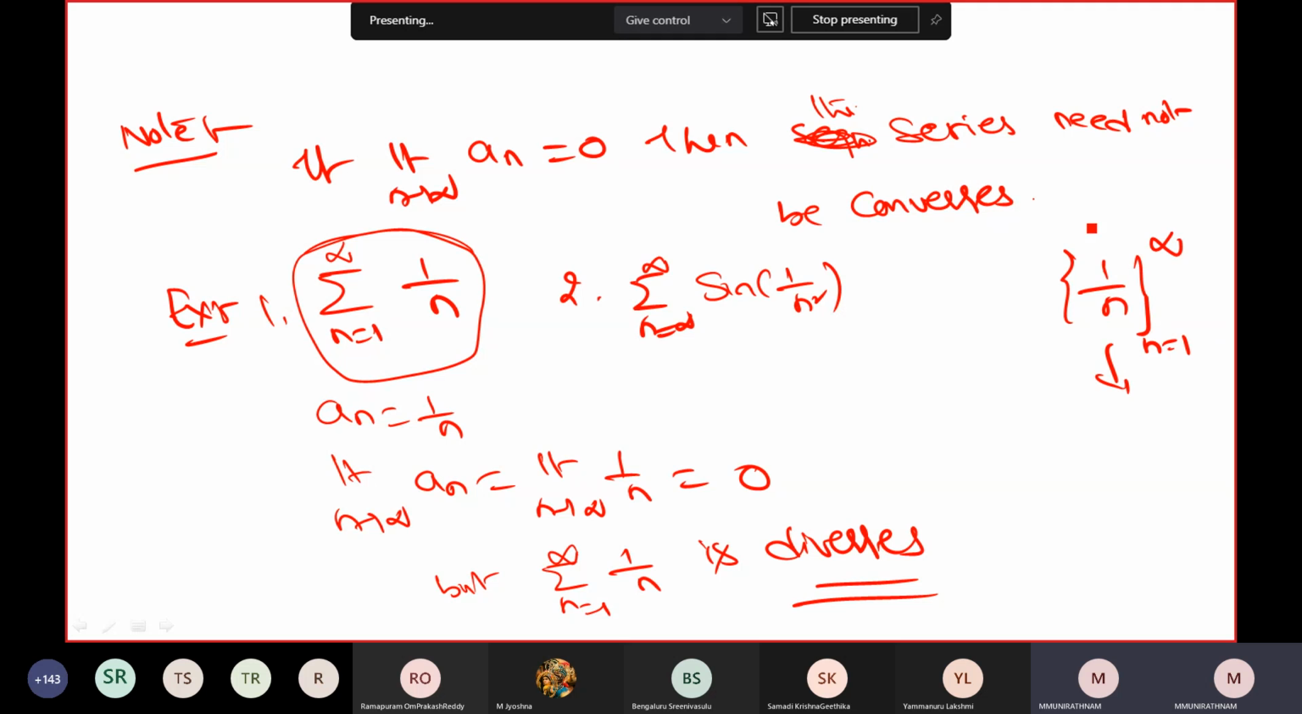అదే మనం సీక్వెన్స్ తీసుకున్నాం, which converges to 0. Okay, but when you go for series, summation n equal to 1 to infinity 1 by n, which diverges, okay na.